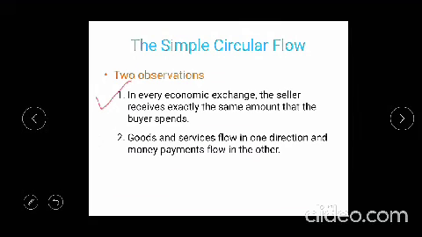Number two, the goods and services flow in one direction and the money payments flow in the other direction. The goods, products or services flow from the producer's side to the households, whereas the money which is being spent on these goods and services flows in the other direction, towards the sellers or the producers.